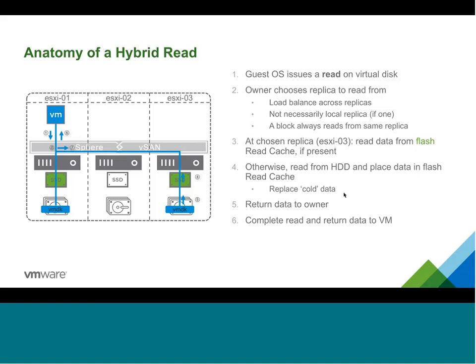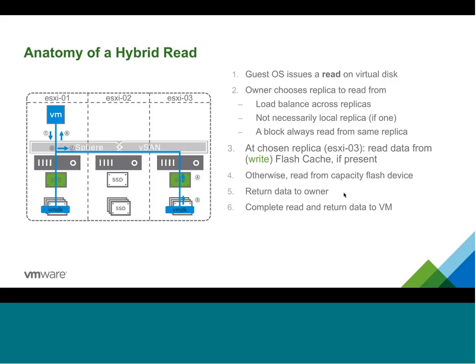And then if it's there in the cache flash, I will simply read it directly from there. If it's not there, it would be read from the HDD. The data would be placed in the cache, and the cold data would be flushed back to the HDD, and then from there it would be served to the virtual machine, right? That's how the read is done in a hybrid case.